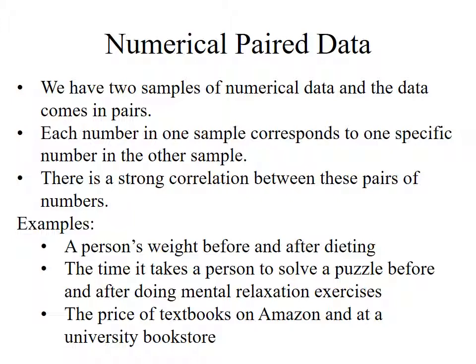Another example would be, I want to compare textbook prices on Amazon.com versus the university bookstore. So what I do is I look up the prices of all these textbooks on Amazon, and then I look up the prices of those exact same textbooks at the university bookstore. So I find the price of this textbook at the university bookstore, and then the price of the exact same textbook on Amazon. So those are going to be strongly correlated with each other. One number on this list corresponds to one specific particular number on the other list.